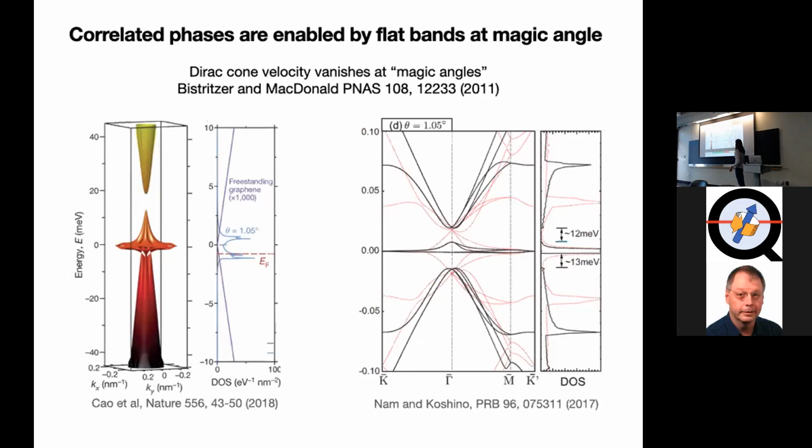And this right-hand picture is showing an ab initio calculation. When you actually do your first principles calculation and allow atoms to relax, then this flat band becomes nice and isolated from the conduction and valence bands.